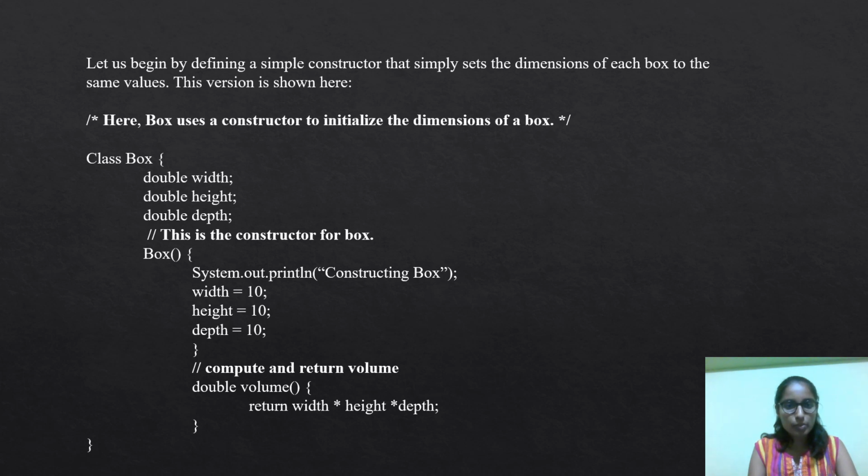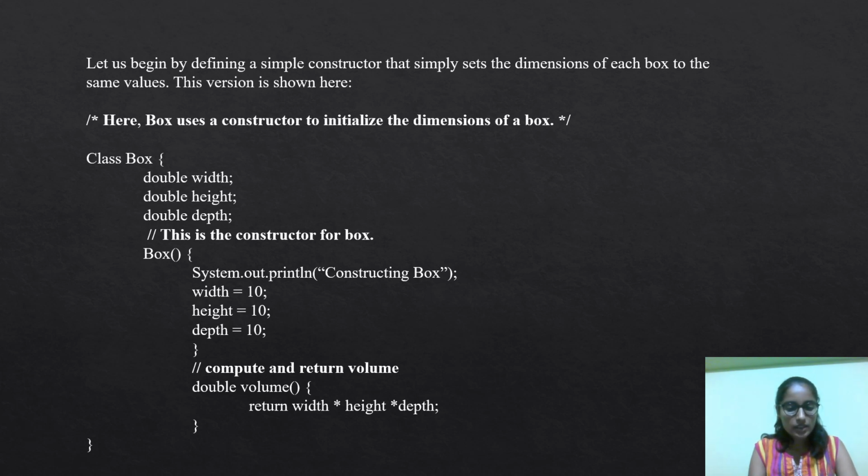Let us see a simple program based on constructors. Here, a box uses a constructor to initialize the dimensions of a box. This Java program defines a class named Box and a class named BoxDemo6. First, the Box class. The Box class has three instance variables: width, height, and depth, all of type double.